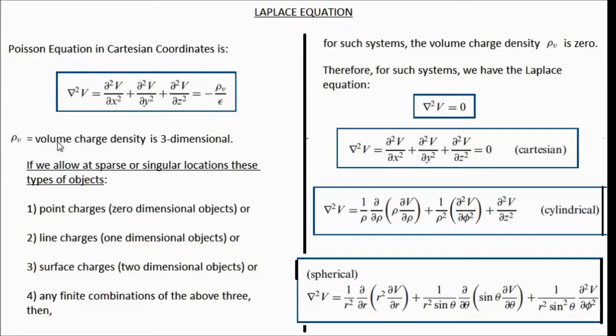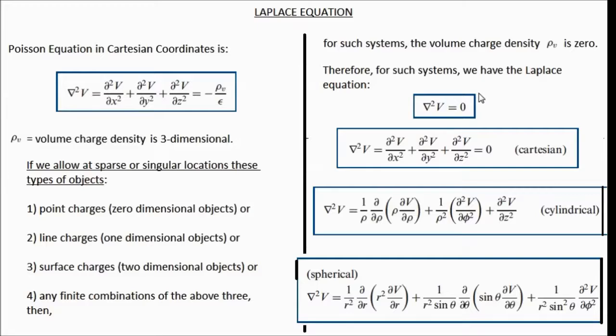The rho V is the volume charge density and it's a three-dimensional object. It's defined in three-dimensional space. If we allow at sparse or singular locations the following types of objects: point charges, which are zero-dimensional, or line charges, which are one-dimensional, or surface charges, which are two-dimensional objects, or any finitely many combinations of these three, then for such systems, the volume charge density rho V is 0. Therefore, for such systems, we have the Laplace equation del squared V equal to 0.